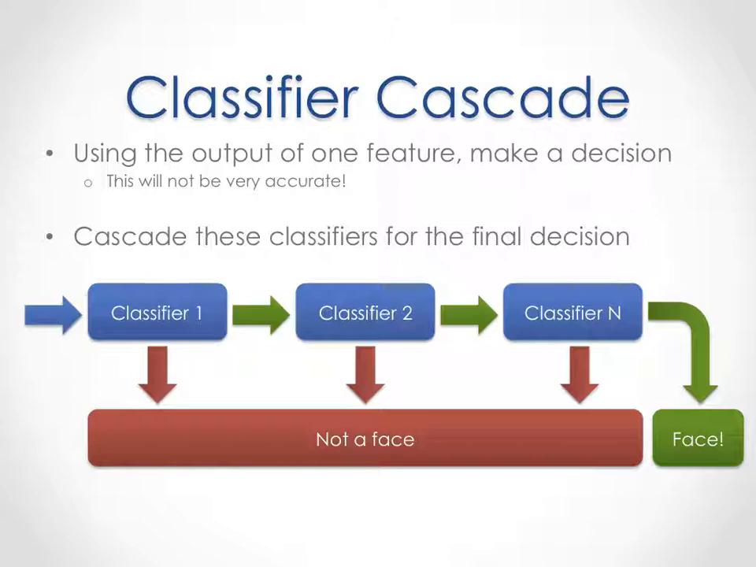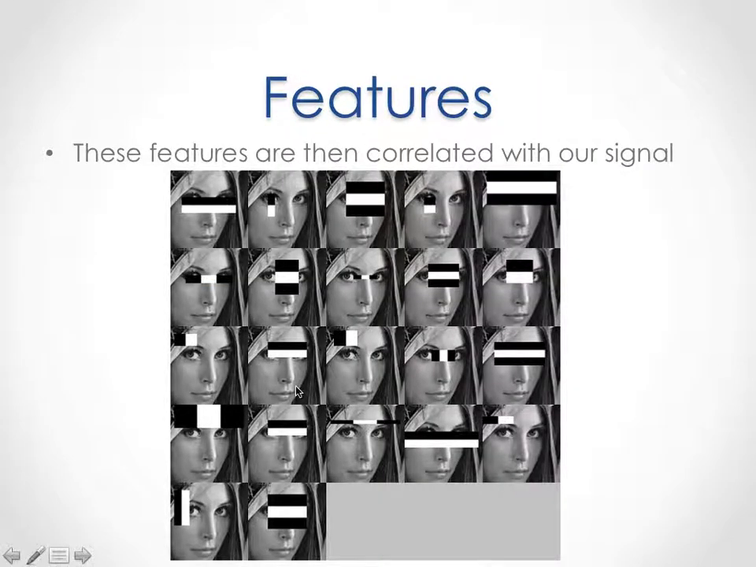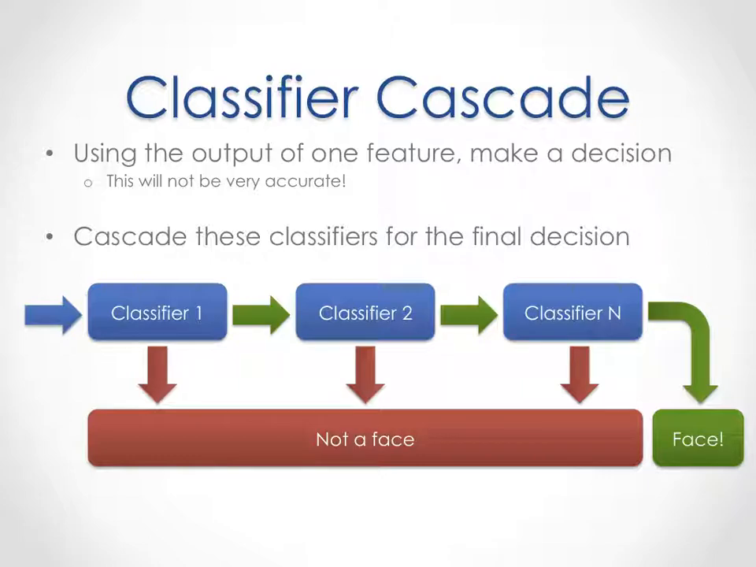So each classifier is going to use one single feature. So for instance, this feature right here will have a classifier with it. And the classifier will have some kind of machine learning algorithm inside of itself. Because it's just one single feature, there's only so much you can do. It's basically a threshold, right? If the value is over a certain amount, then it's a face. If it's under a certain amount, then it's not a face.